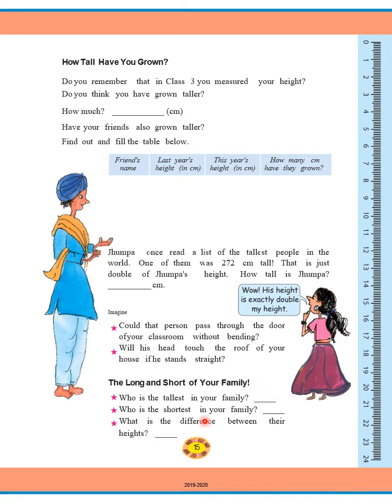And who is the shortest in your family? You will write the height of the shortest member. Is that you or your sibling? And the last is, what is the difference between their heights? So you will subtract the shortest height from the tallest height and you will get the difference between the heights.